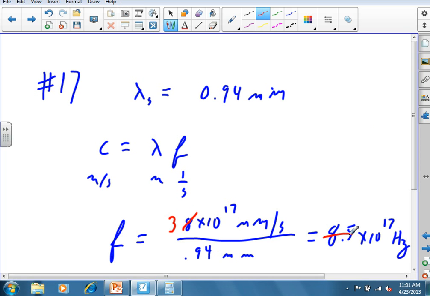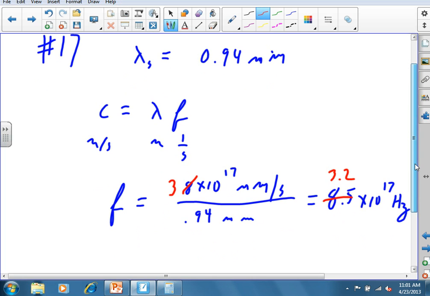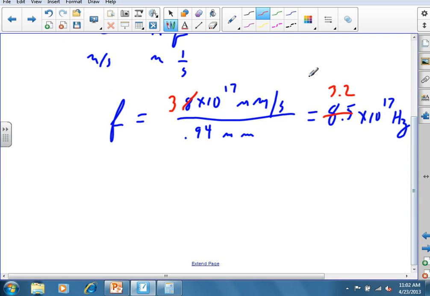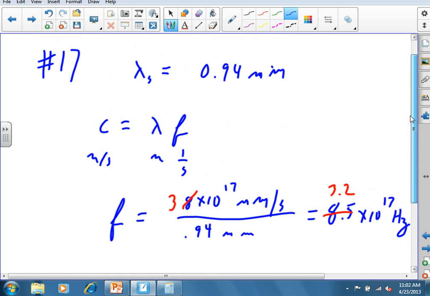Alright, so we'll do it again. 3 divided by 0.94. Okay, so we'll call it 3.2. That's what's in the back of the book. The author got one right? Yep. I hate it when that happens. Alright, well, I don't deal with speed of light and frequencies around the speed of light very often, so that's why I think it's too big.